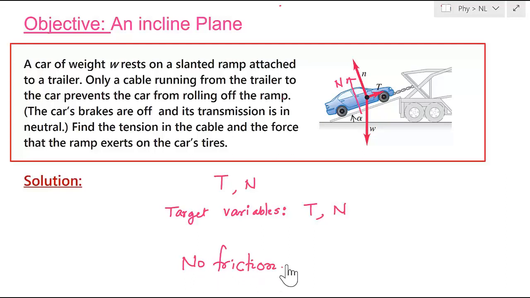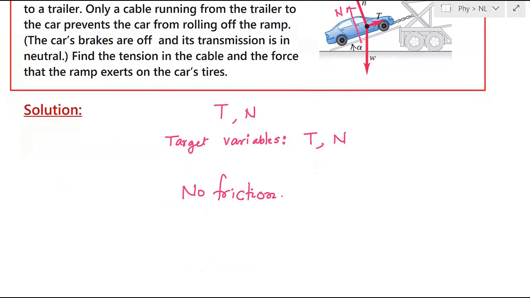So there are two unknowns, that is two target variables, and we have to solve for them. This means we need at least two independent equations. So what is required in this case? We require two independent equations.